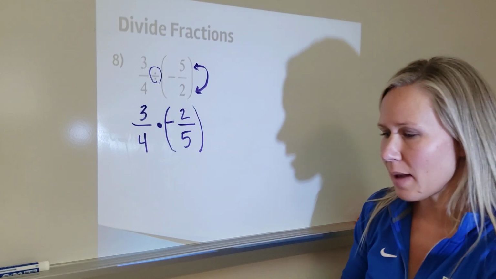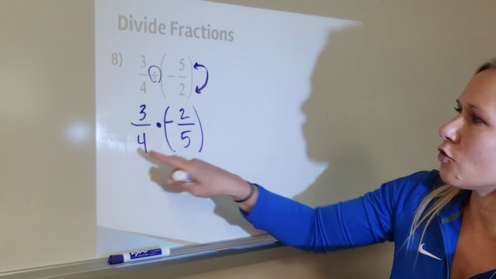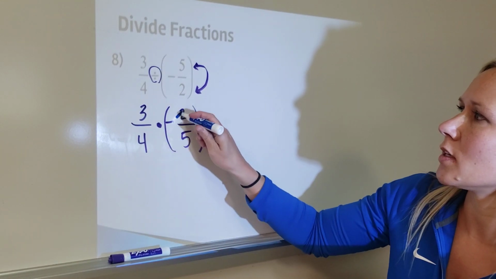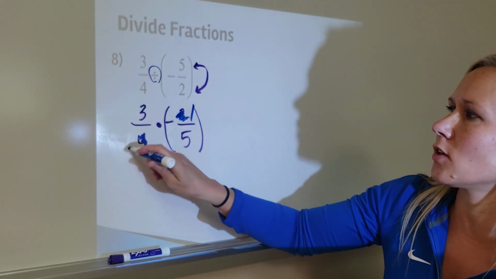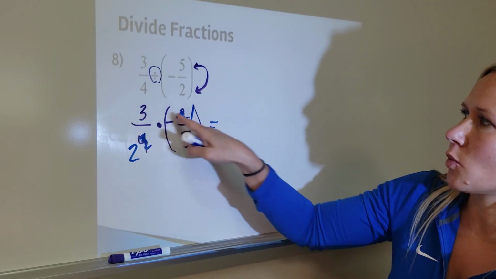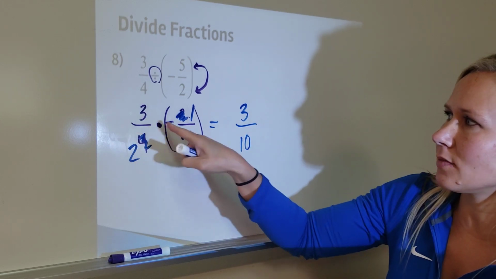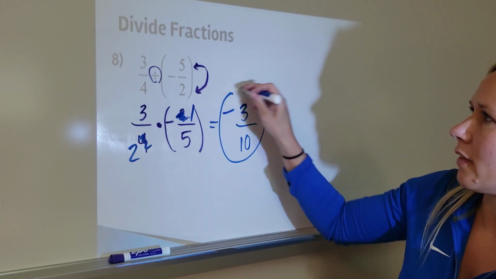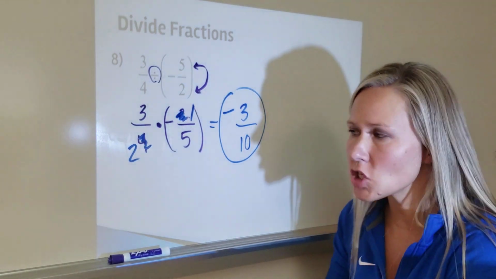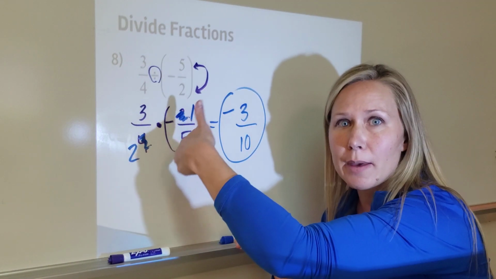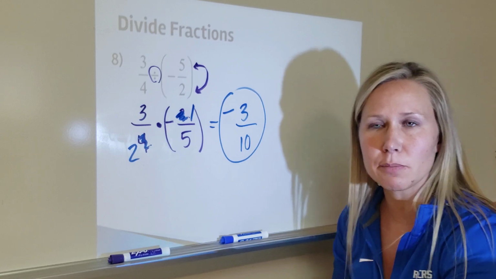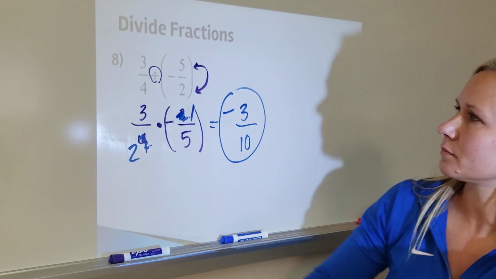So we're going to simplify before we multiply. 4 and 2 are divisible by 2. Divide by 2, I get 1. Divide by 2, I get 2. And multiply straight across. 3 times 1 is 3. 2 times 5 is 10. And remember, a positive times a negative is a negative. And there's my answer. So with division, you change it to multiply, flip, and then simplify before you multiply. Let's try another one.